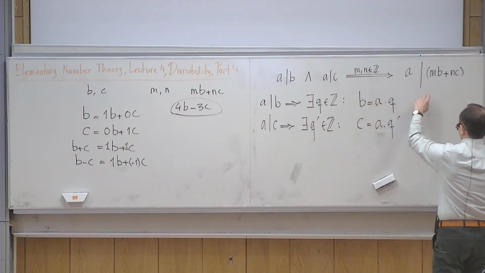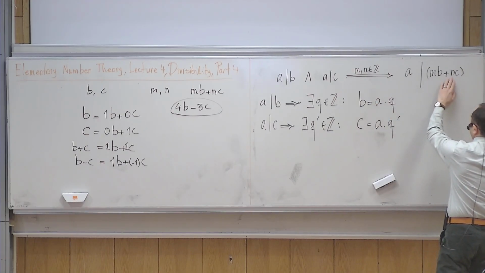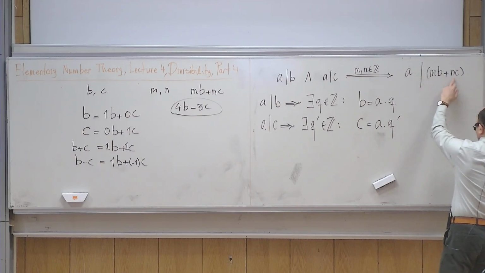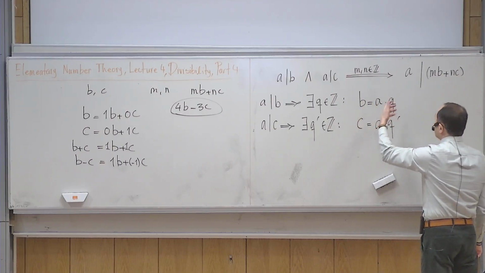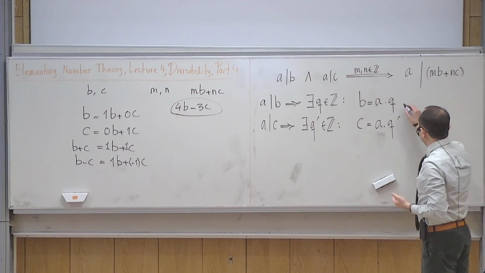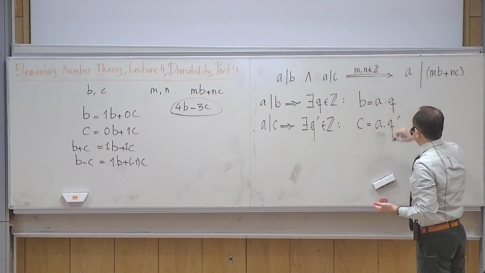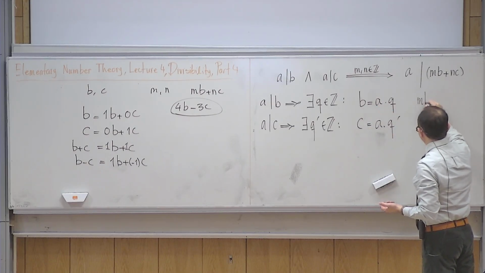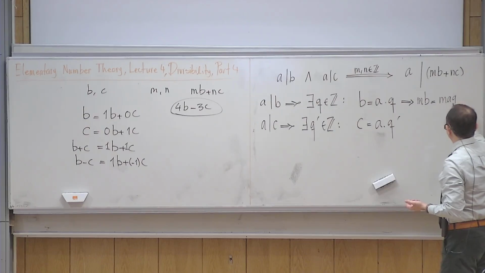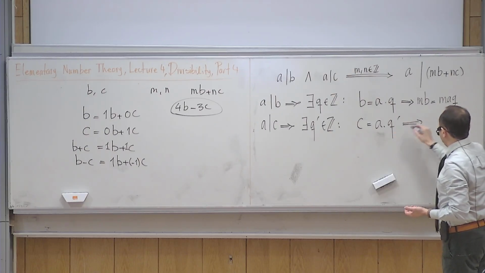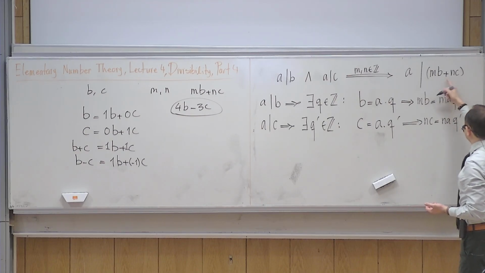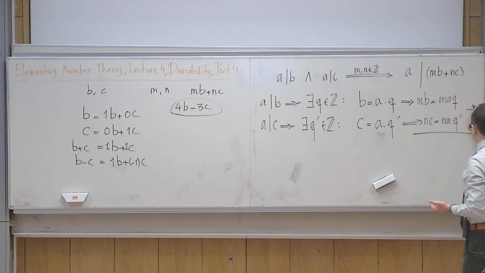Now I want to say something about MB plus NC and its divisibility relation to the number A. Because I see MB plus NC, this motivates me to construct MB plus NC from these equalities that I have. So it is not hard to motivate yourself to multiply both sides by M. So this becomes MB is equal to MAQ, and this one I multiply by N, so it becomes NC is equal to NAQ prime.